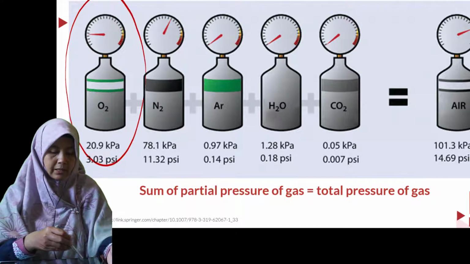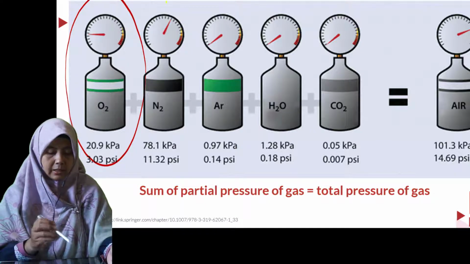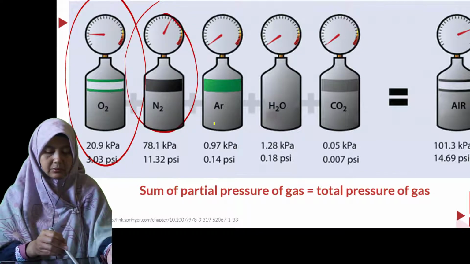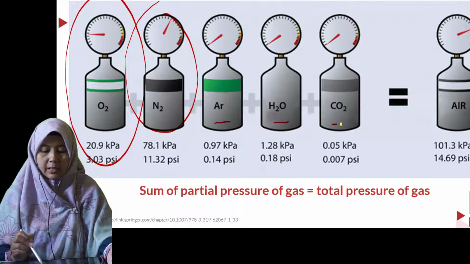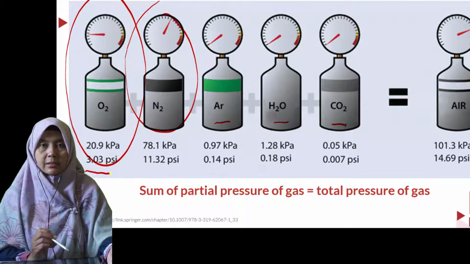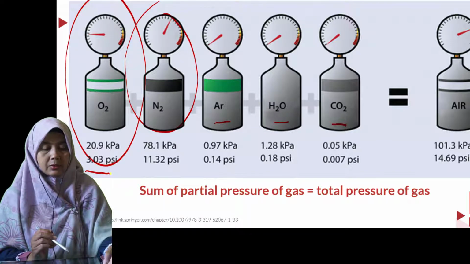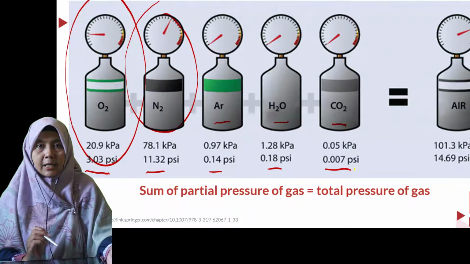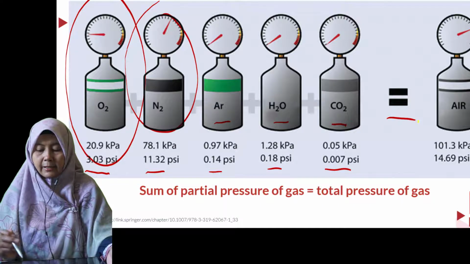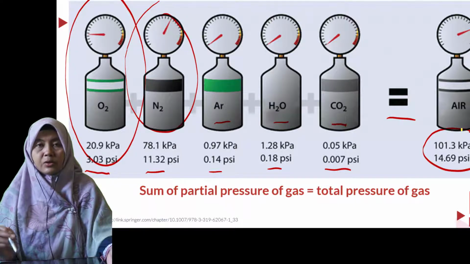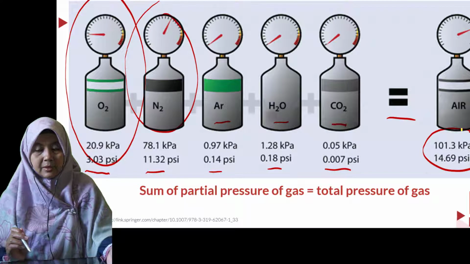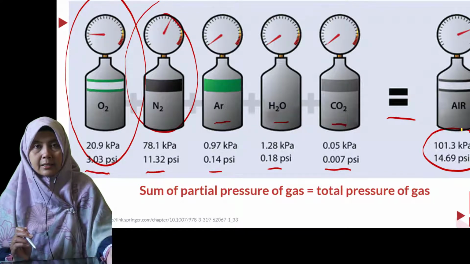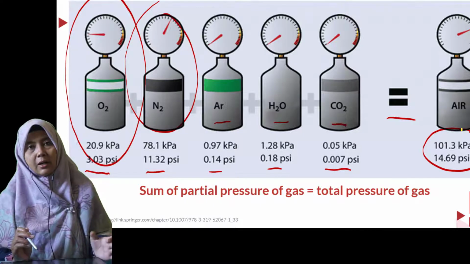Here I have oxygen, nitrogen, argon, water, and carbon dioxide. Each of these pure gases shows a partial pressure, and if we total these partial pressures, it will be the same as the total pressure of air. That is a statement of Dalton's law of ideal gas.